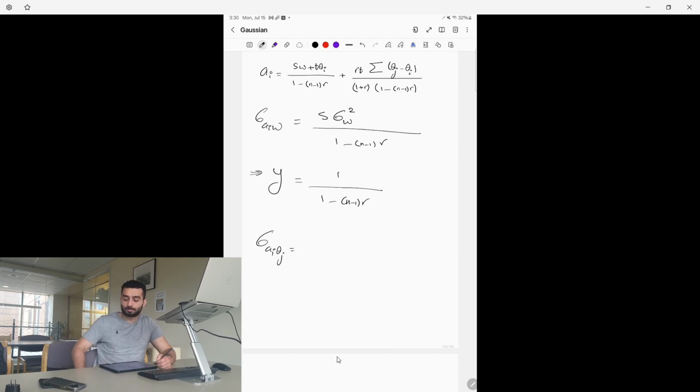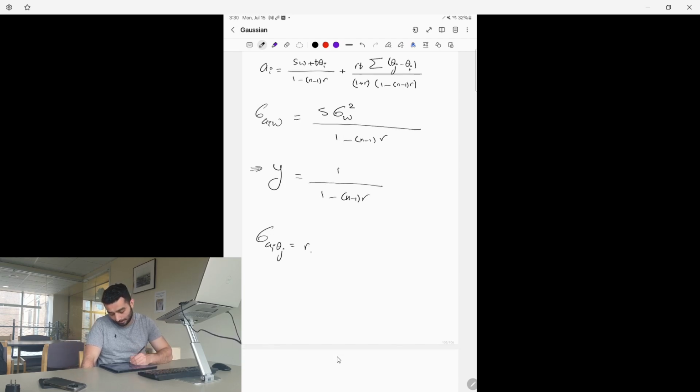So theta j and omega theta I are 0, so it will be RT over 1 plus R times 1 minus n minus 1 R, right? RT over 1 plus theta j, we have theta j and theta j. Sigma theta j squared is the same as sigma theta I squared. RT over 1 plus R.